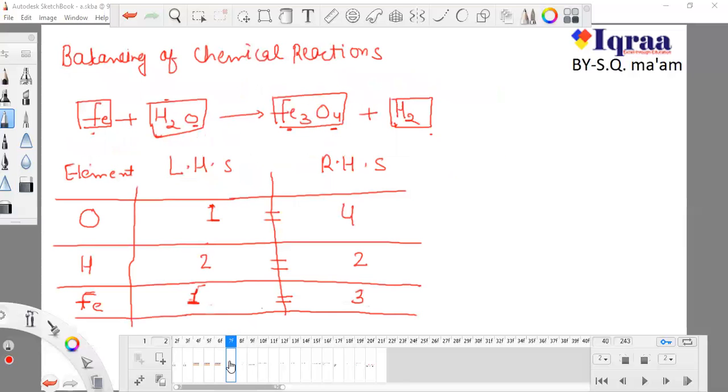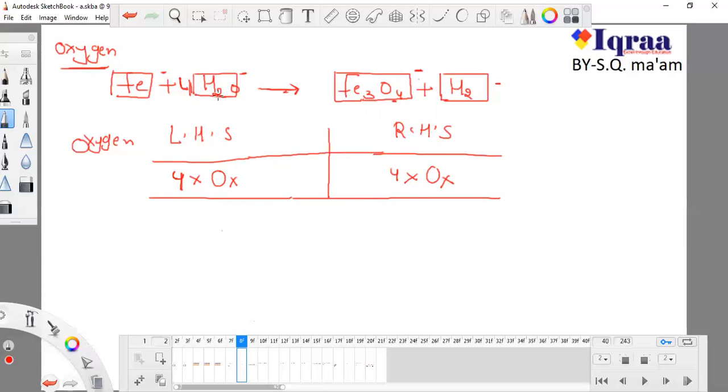But there is a problem. The problem is that now the number of hydrogen changes here. That means the number of hydrogen is 4 2s are 8. This is 4 and this is 2. So this is 4 2s are 8. Remember this thing: the oxygen is 4 because this is the 4 and the oxygen is inside the formula. So the oxygen is 4 but the hydrogen is 8 now. Now the problem is that the hydrogen is 8 here and the hydrogen is 2 here.